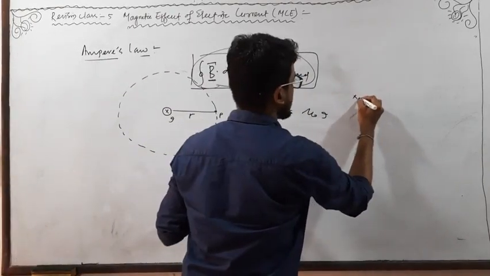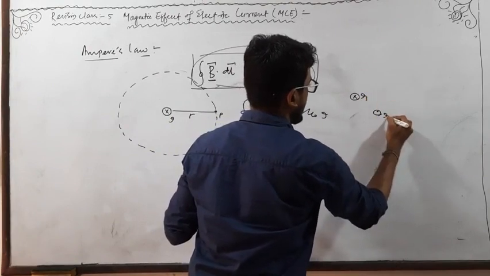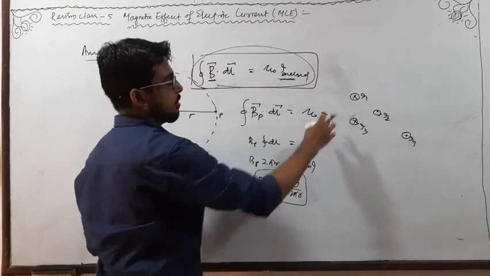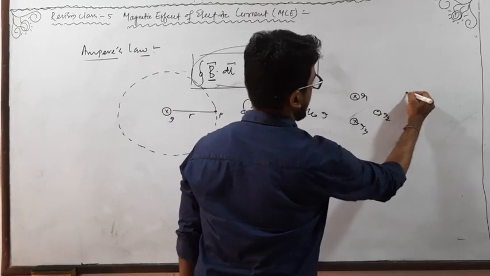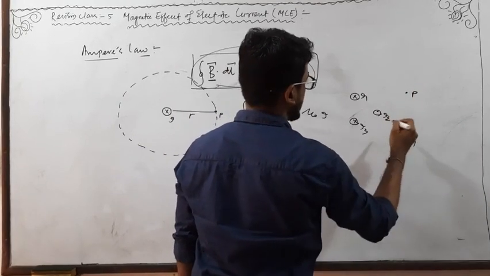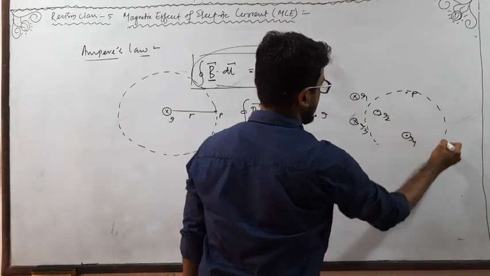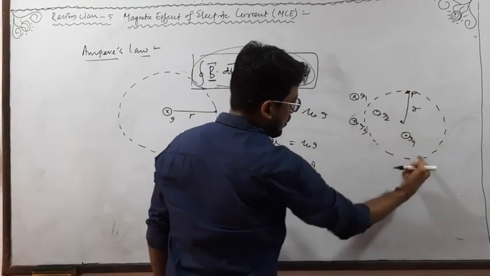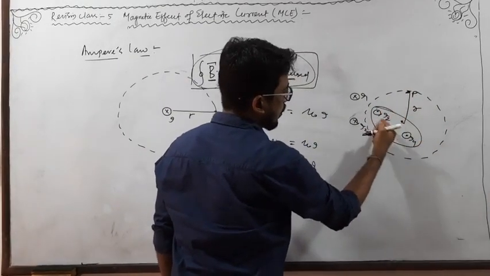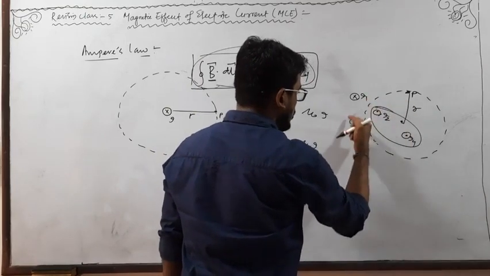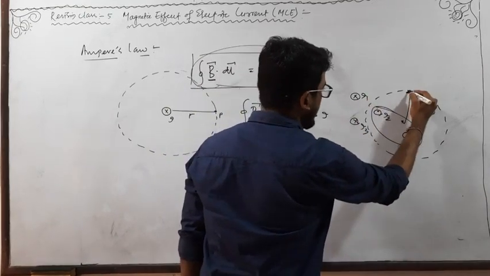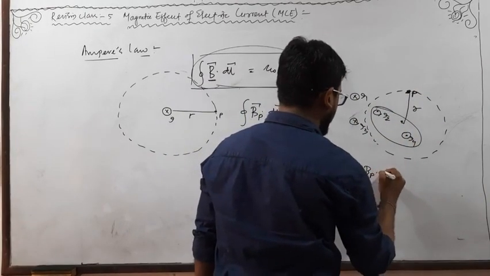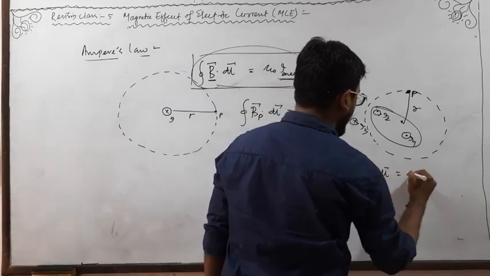For example, suppose there are a large number of current carrying conductors, say 4 conductors carrying I1, I2, I3, I4 in different directions, and I want to find the magnetic field strength at this point P. So here I am considering an Amperian loop like this, at a distance r from this. For this loop, only these two currents are enclosed, but the other conductors are also present there. If I apply Ampere's circuital law at this point, B at P dot dl will be equal to mu naught into I enclosed.